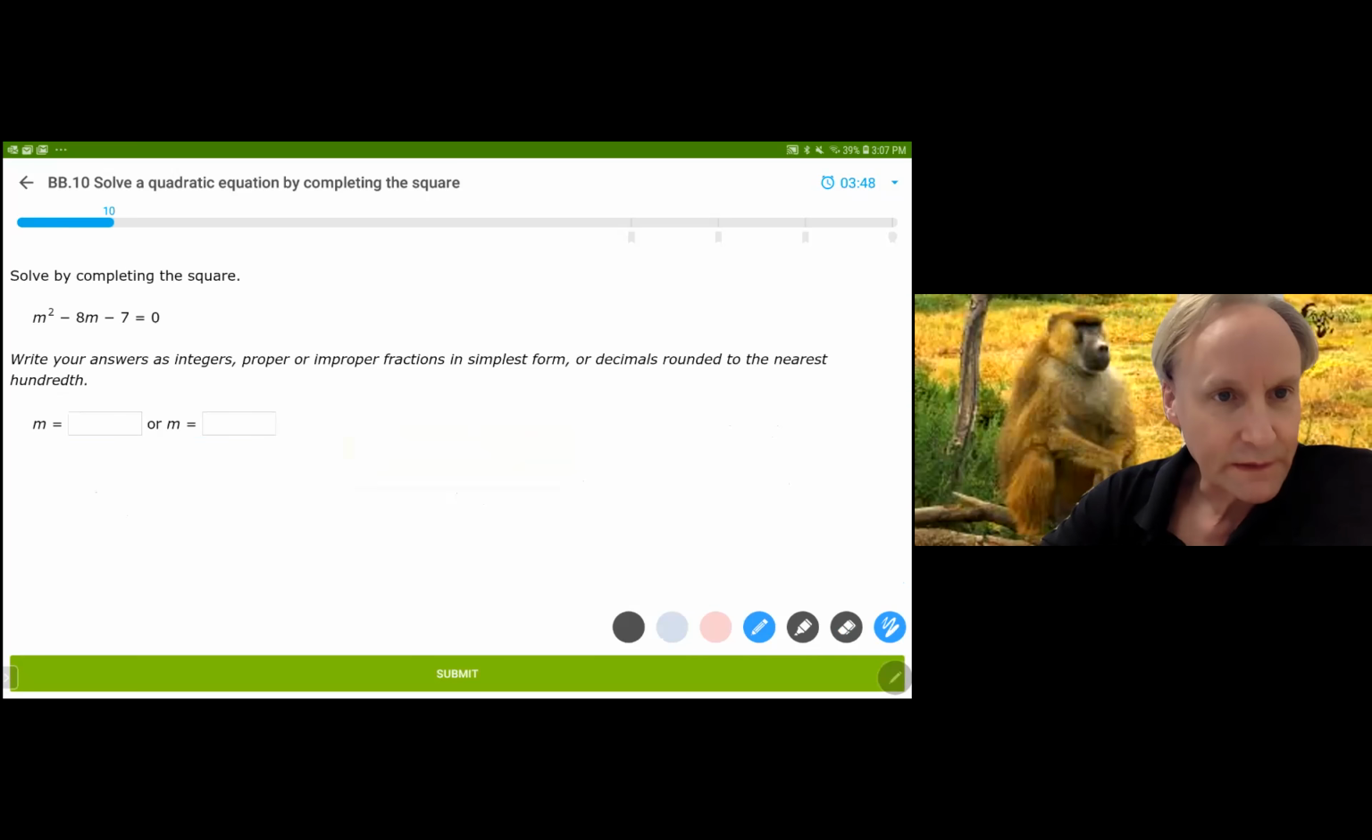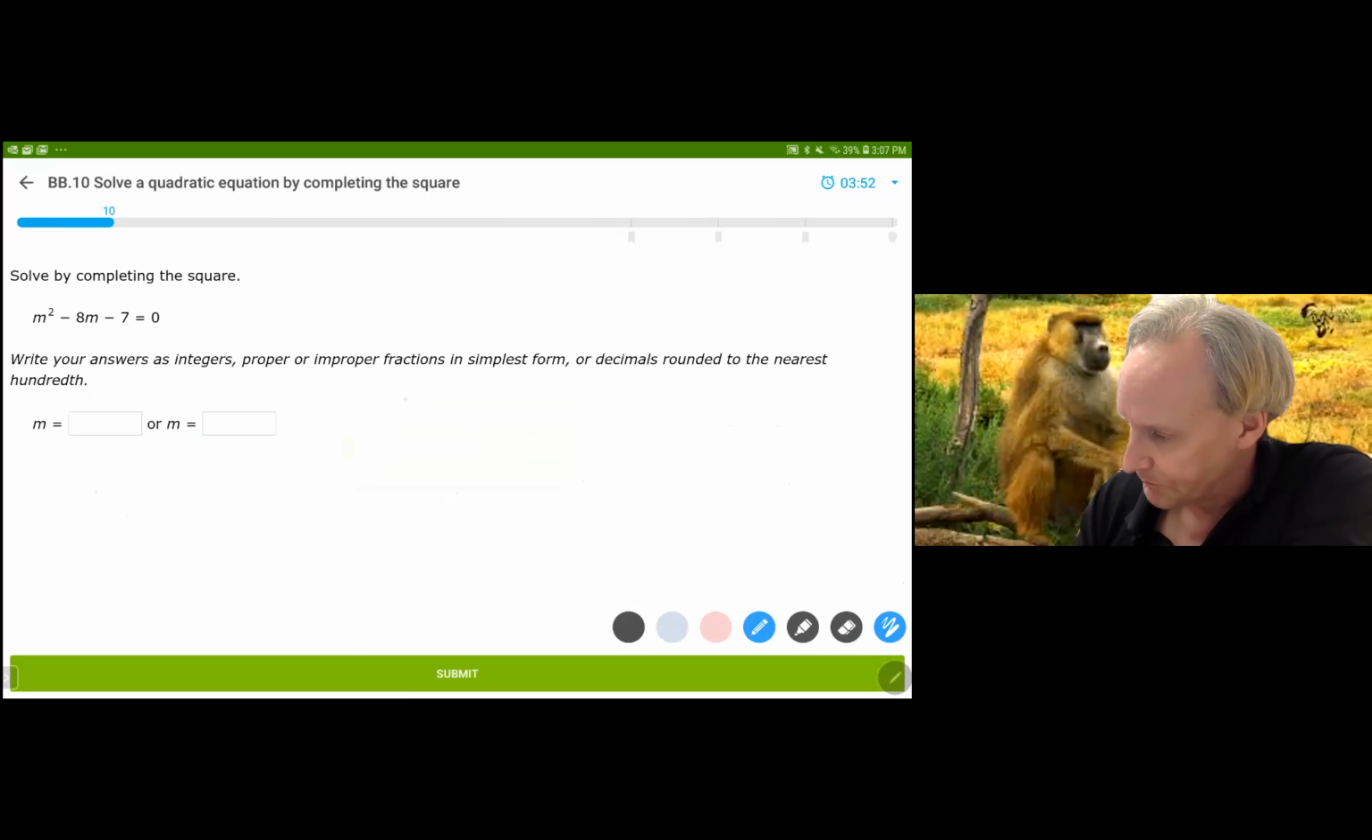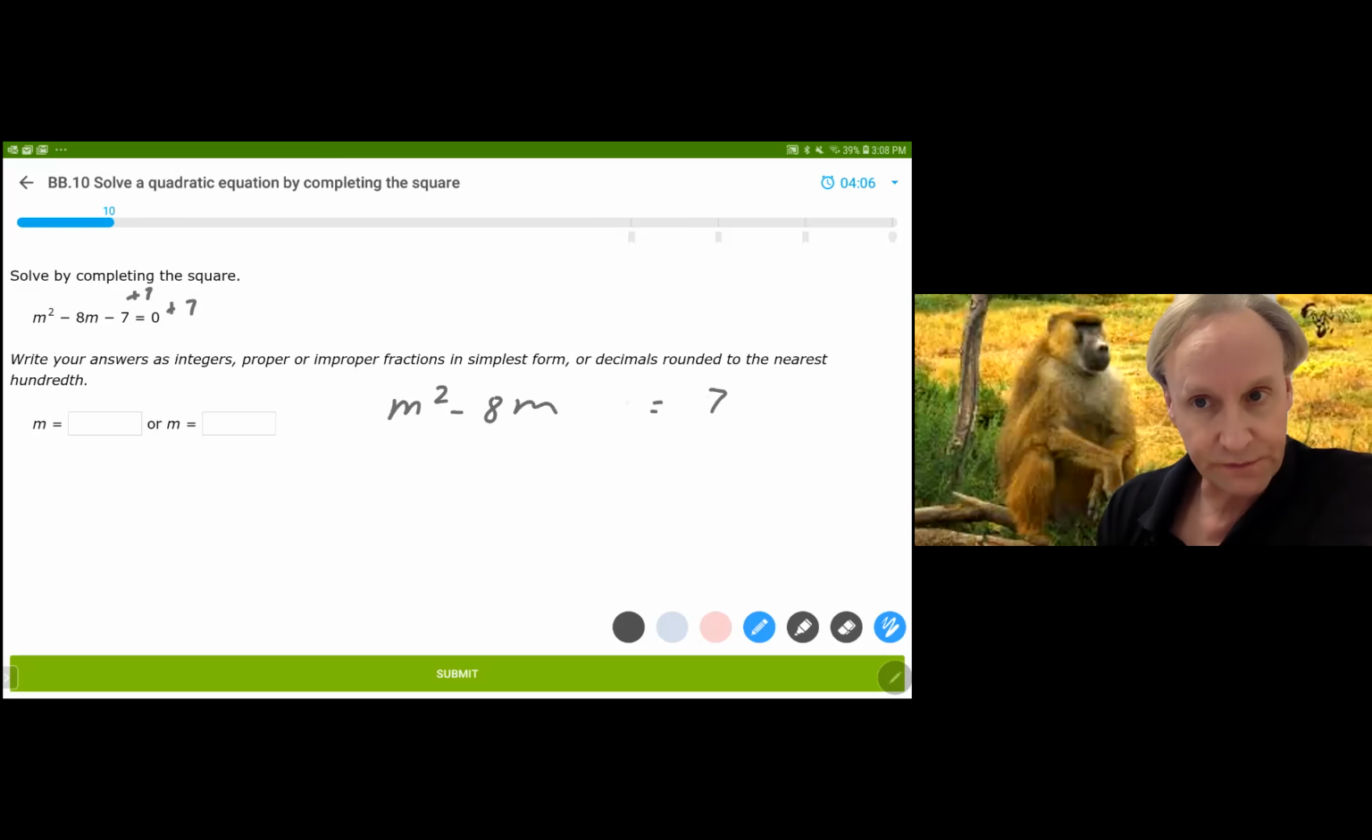Okay, looks like they're going to make me work for it. Now it's an easy one. So we've got, I'll write it down here, m squared minus 8m. And the first step is to add the 7 to both sides. So I'm adding 7 to both sides. And now I'm going to complete the square.